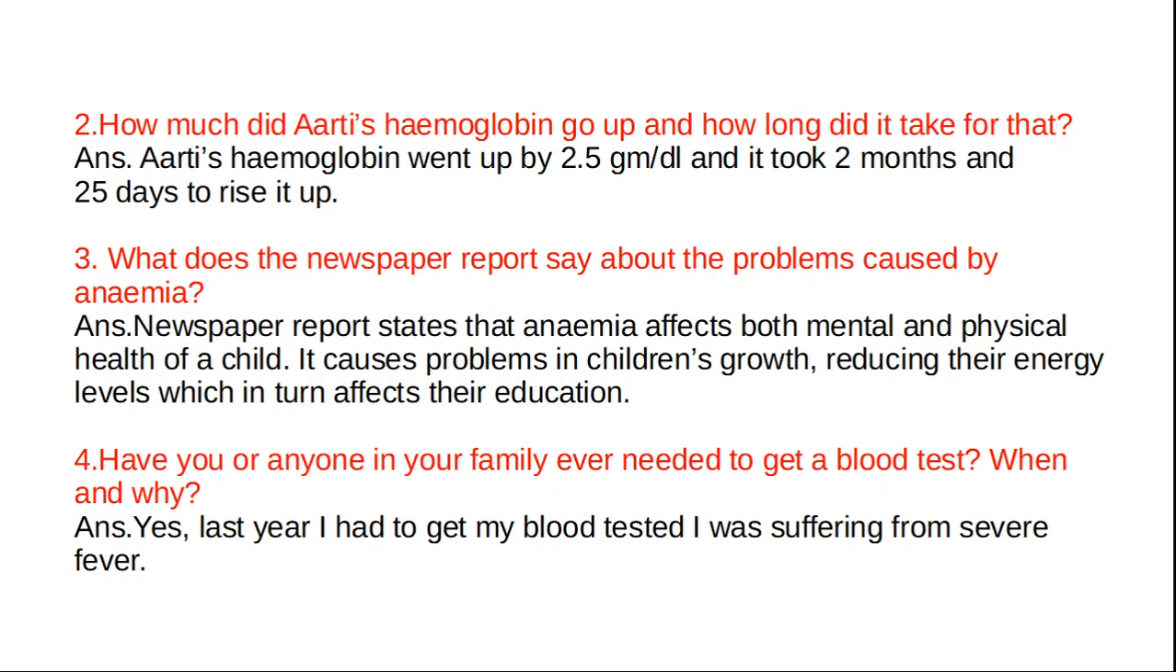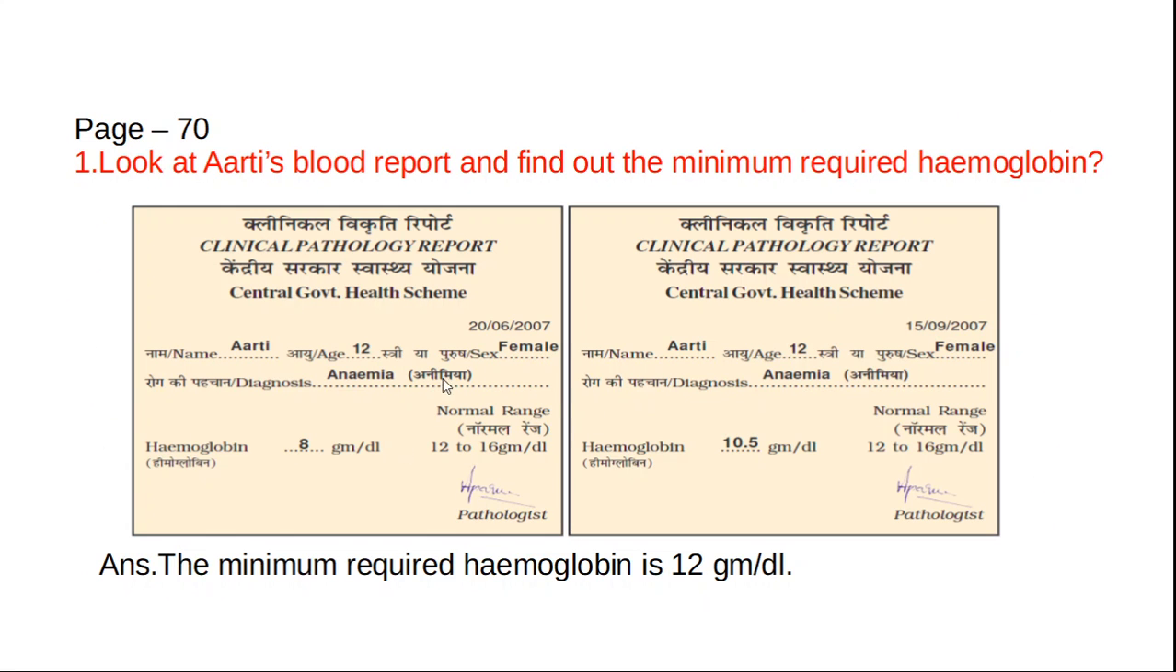Now, next one. How much did Arthi's hemoglobin go up and how long did it take for that? Okay, the answer is Arthi's hemoglobin went up by 2.5 grams per dl. dl means deciliters. And it took 2 months and 25 days to rise up.